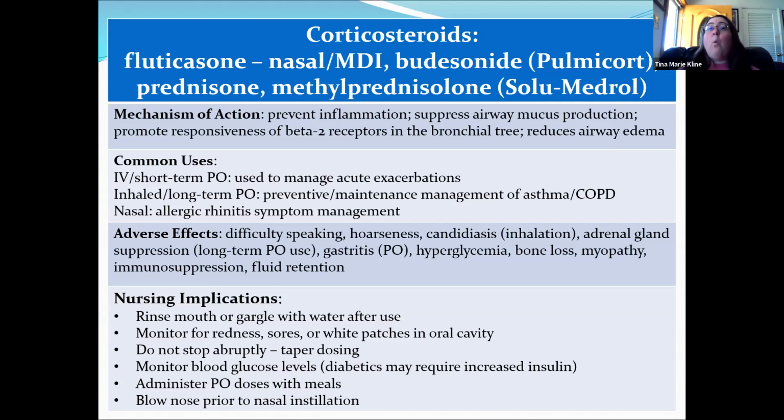Now, with those exacerbations and that short-term use, one of your priority side effects is going to be hyperglycemia. This is going to shoot their blood sugars up, even in a non-diabetic patient. It is not uncommon for them to run in the low 200s if they're on IV methylprednisolone or PO prednisone. Your diabetic patients, it's going to shoot them up even higher. So we get very concerned about the development of DKA or HHNKS.